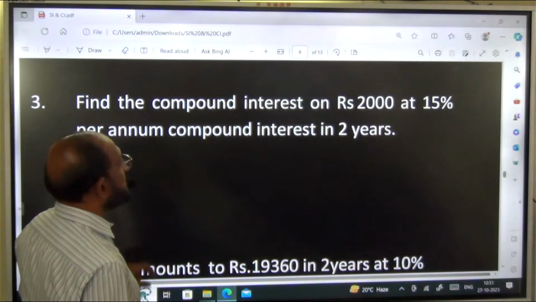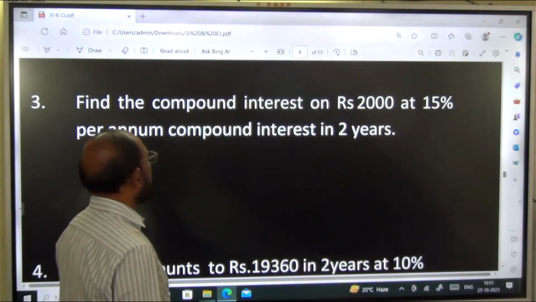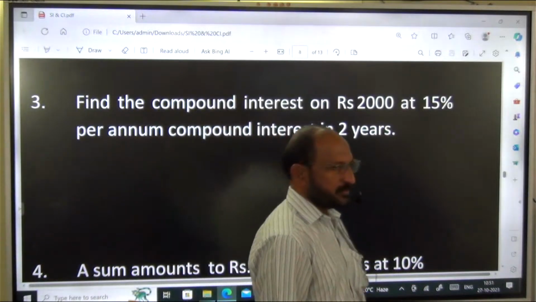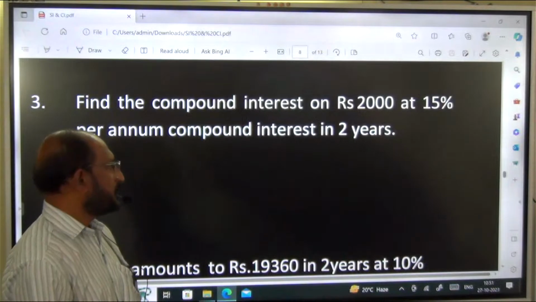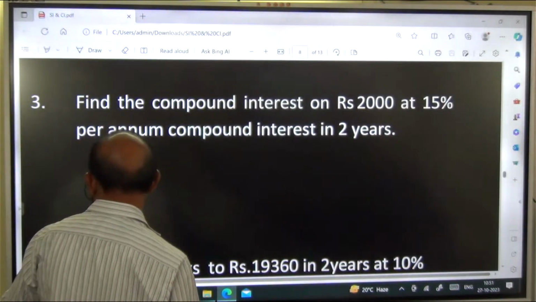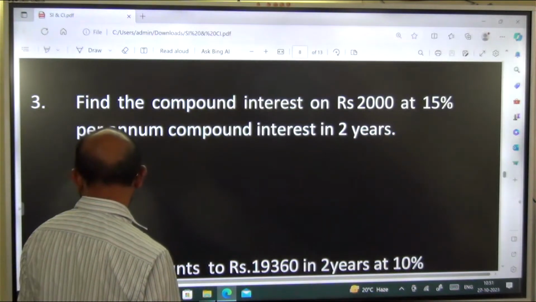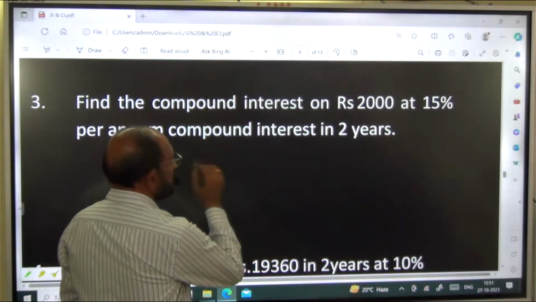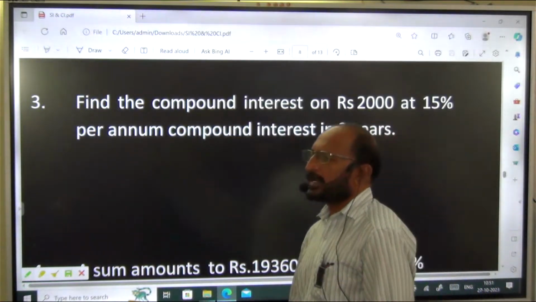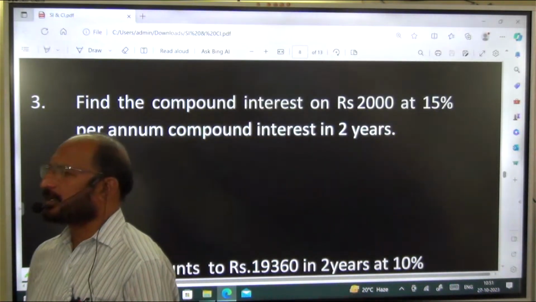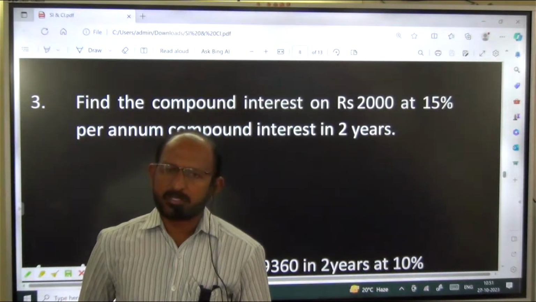Find the compound interest. 2000 rupees at 15% per annum compound interest for 2 years. 15%. 2000. You find it out and tell me, then I'll give the next one. Keep it simple. The calculation should be the same, easy. Think so that the calculations are done in an easy way.